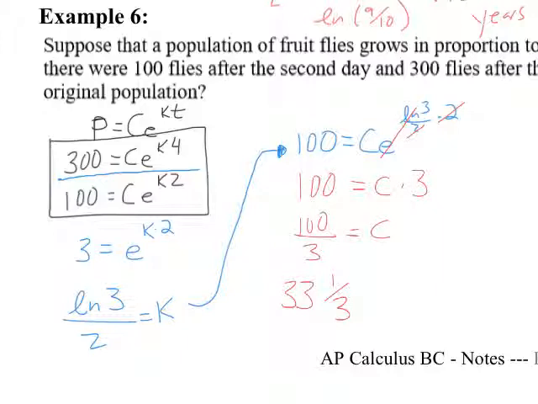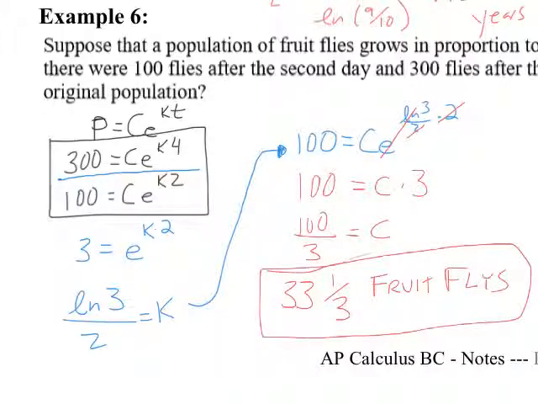oh so strangely non-realistic case of 33 1/3 fruit flies. So in the perfect world, this model would predict that there's 33 1/3 fruit flies to begin with. But in a logical world, we would probably just say we started with 33 or 34 fruit flies. It's probably too hard to count 300 flies exactly anyways, because they're so small and buggy.